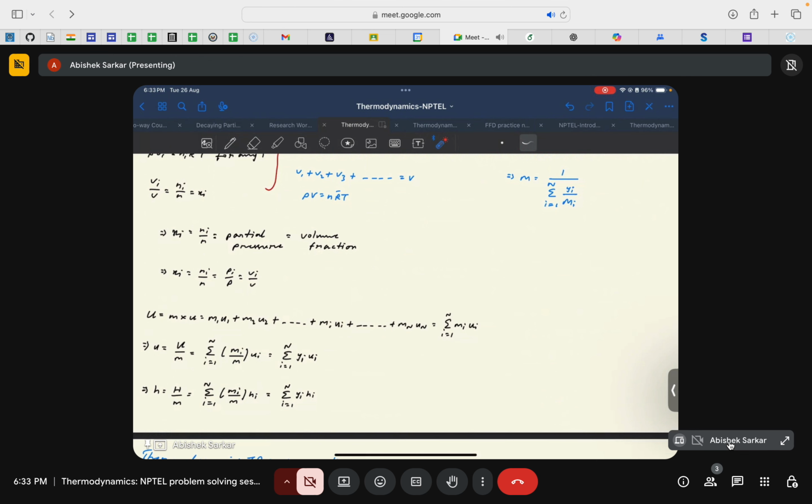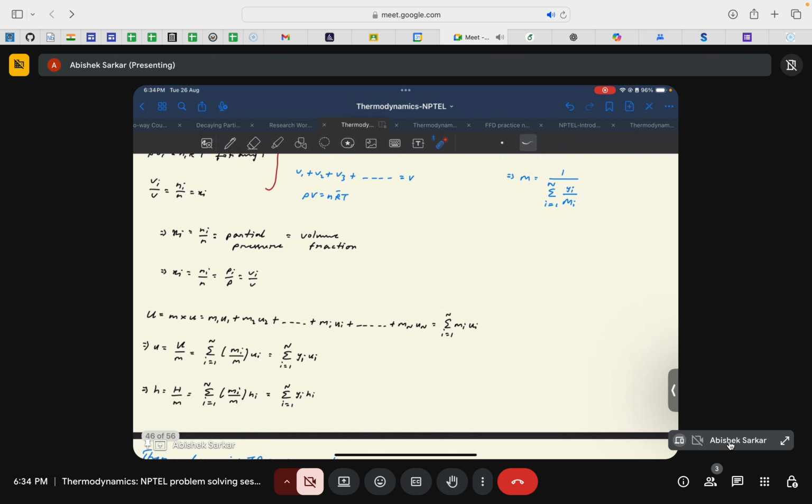For example, if it's a constant volume process, then the total heat input to the system, for an ideal gas, becomes equal to Cv times delta T, which is basically equal to the change in your internal energy. Similarly, if the process is a constant pressure process, then the heat input to the system becomes equal to Cp times delta T, which is equal to your net enthalpy change.